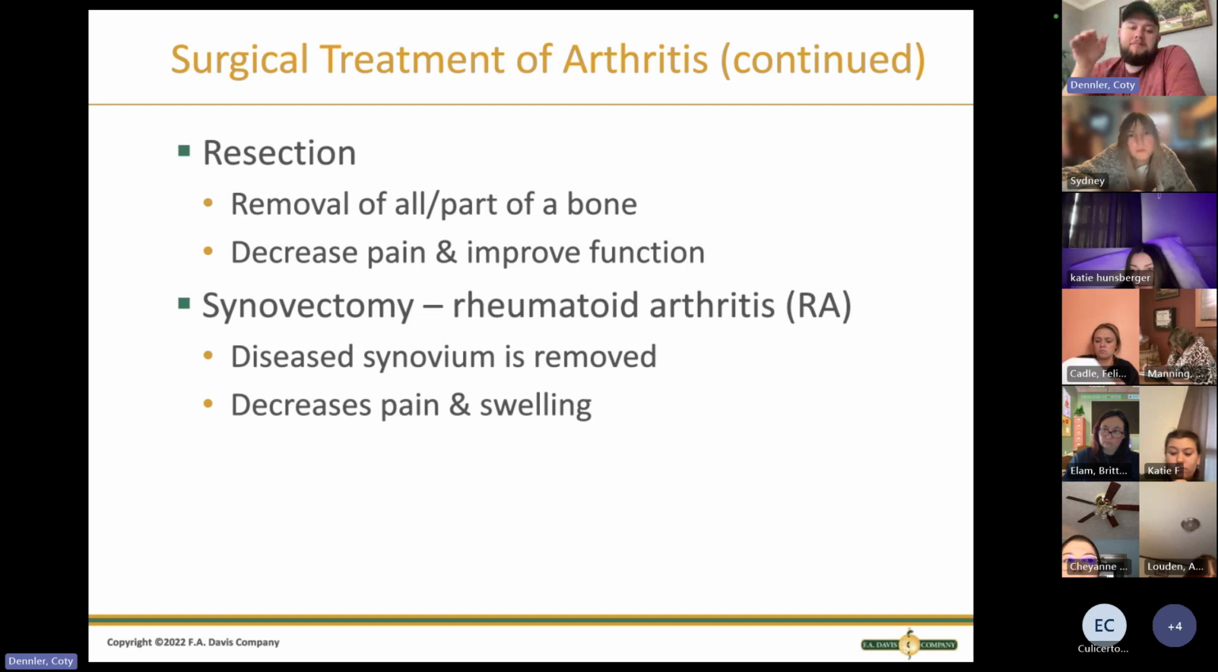And the synovectomy, this is with rheumatoid arthritis. This is where they go in and that diseased synovium that's holding that synovial fluid in the joint we talked about, they take that part of it out. And this helps to decrease pain and swelling in the joints.